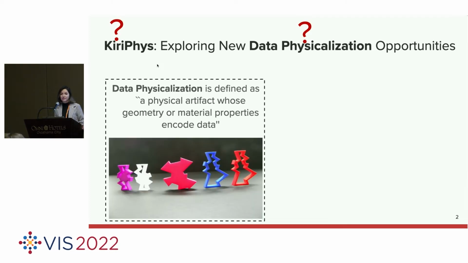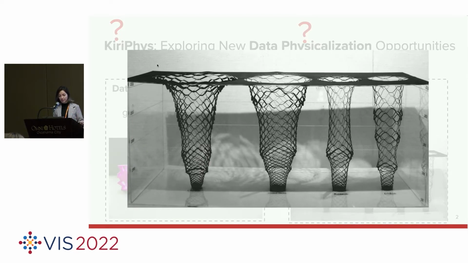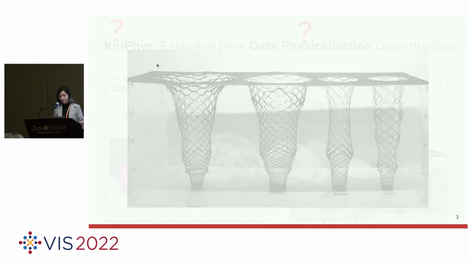Data physicalization, as Jansen et al. define it, is a physical artifact whose geometry or material properties encode data. And CuriFiz is a new type of data physicalization that we developed based on the traditional art of kirigami. Let's take a closer look at this type of data representation.